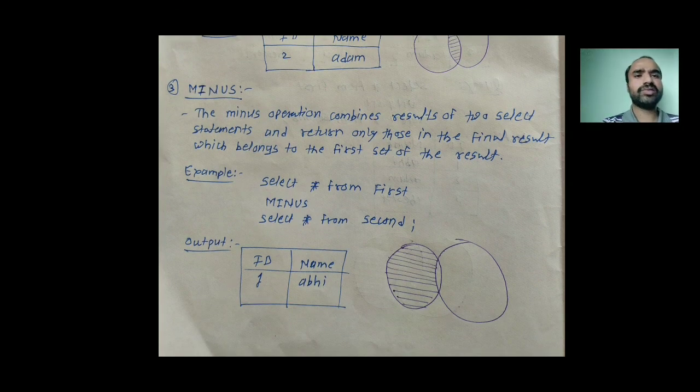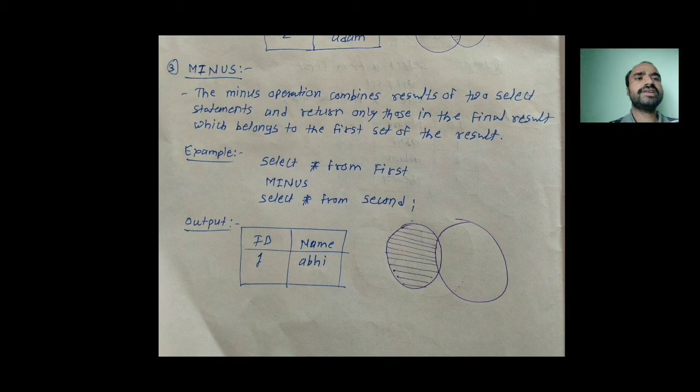Next one is the minus operation. So the minus operation combines results of two select statements and returns only those in the final result which belong to the first set of the result set. It means, let us see the example. Select star from first minus select star from second.